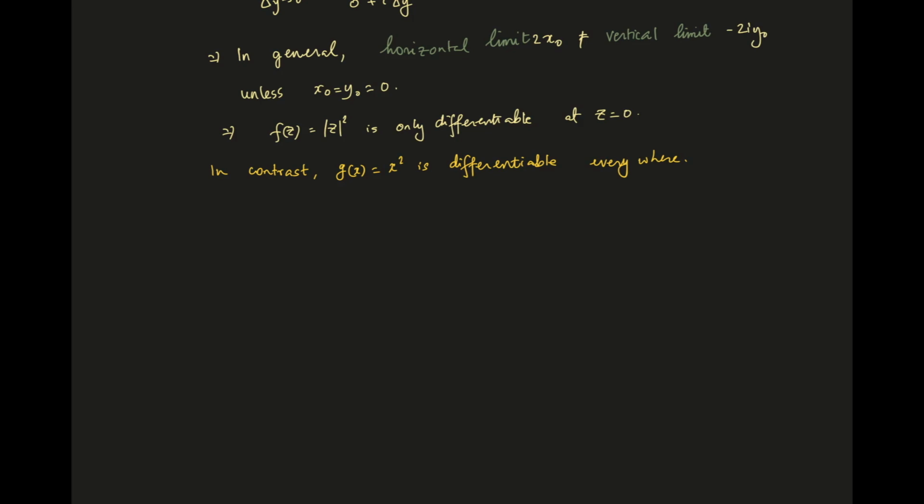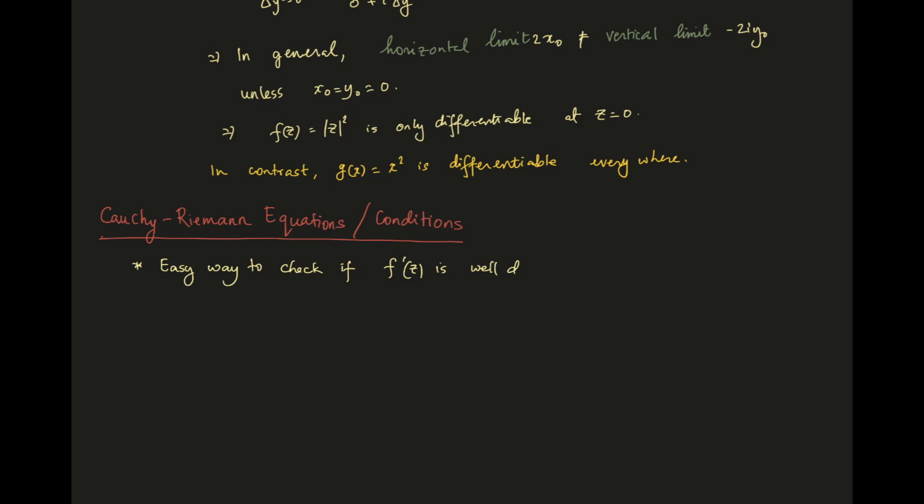Okay, so in the next part of this video, we are going to look at a condition which characterizes when complex derivatives exist, and these are called Cauchy-Riemann equations or Cauchy-Riemann conditions, and they are an easy way to check if f prime z is well defined, that is, the derivative exists.